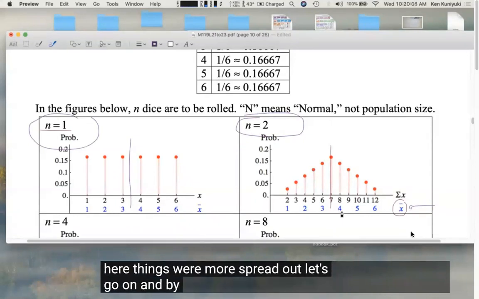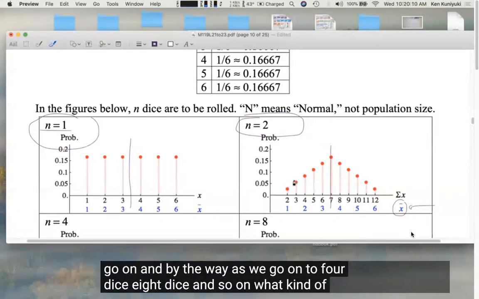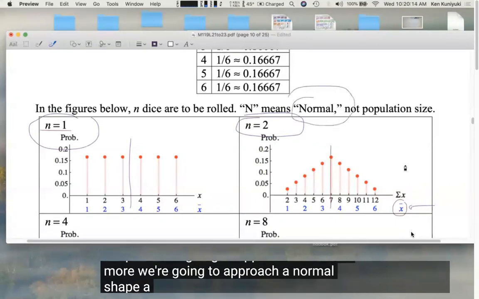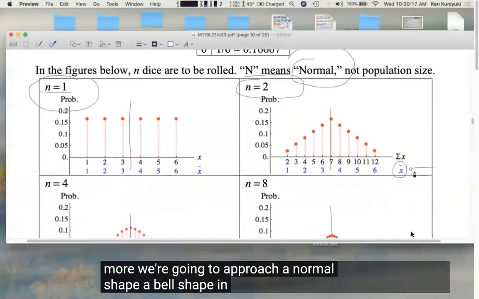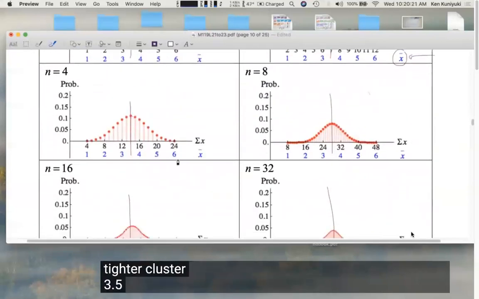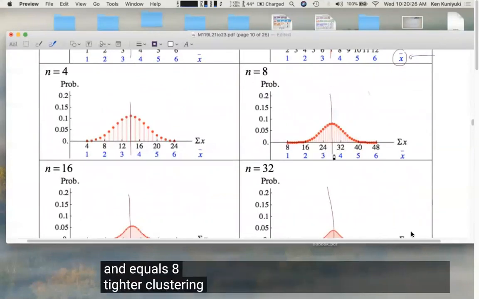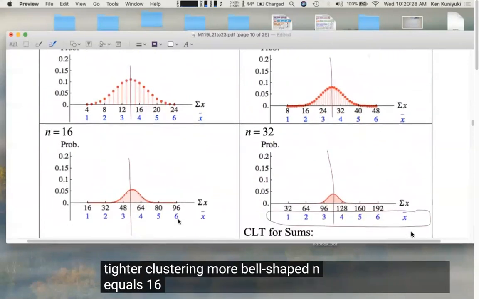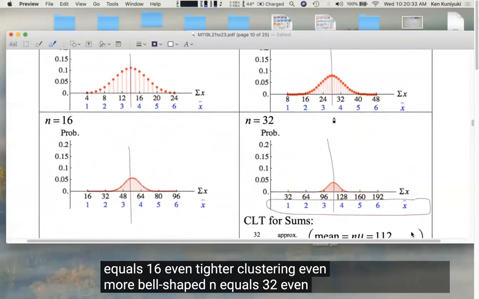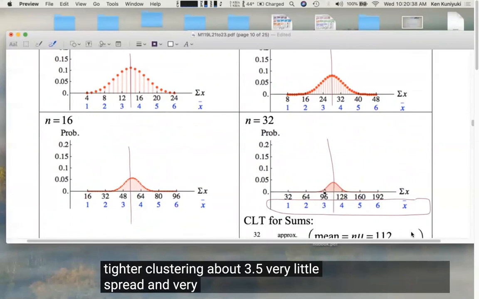Let's go on. And by the way, as we go on to 4 dice, 8 dice, and so on, what kind of shape are we going to approach? More and more, we're going to approach a normal shape, a bell shape. N equals 4. Tighter clustering around 3.5 for the sample mean, more bell-shaped. N equals 8. Tighter clustering, more bell-shaped. N equals 16. Even tighter clustering, even more bell-shaped. N equals 32. Even tighter clustering about 3.5, very little spread, and very bell-shaped.